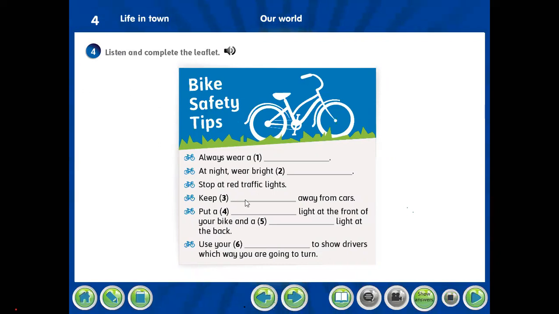Okay, let's listen one more time. Are there words you know? This is a word, an object, it's a game, and one number, colors, the 4 and 5 are colors in English, and the last is one part of your body. One part of your body. Okay, listen one more time and complete.